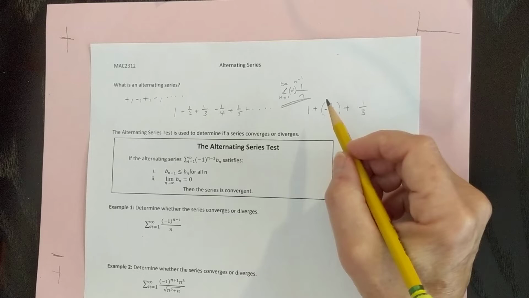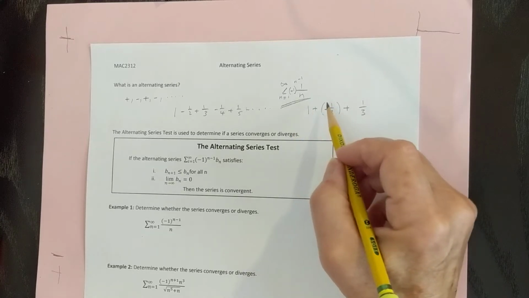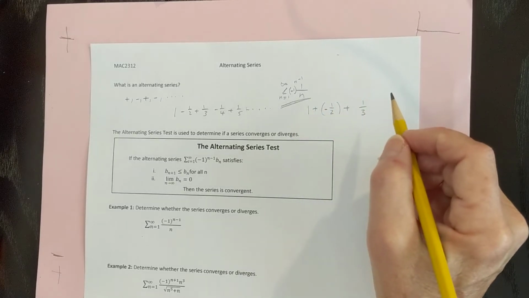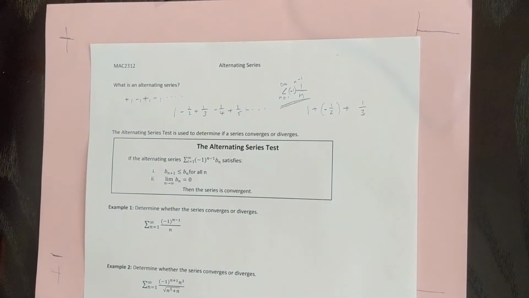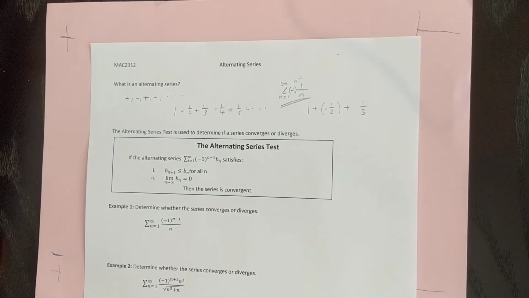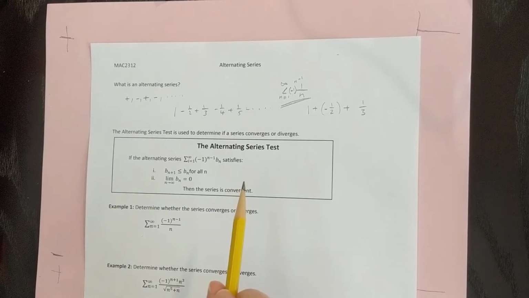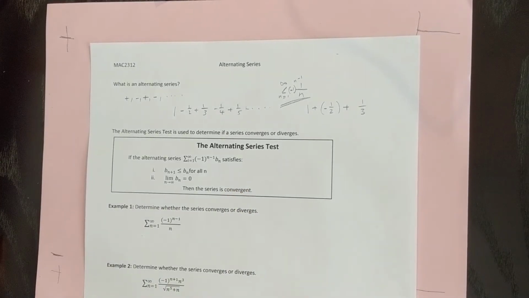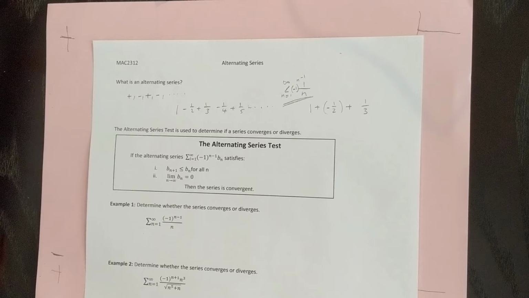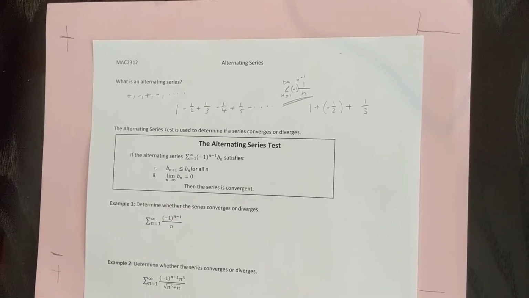So we might wonder, even though it's known that the regular harmonic series, 1 over n, diverges, what about the alternating harmonic series? We're going to have a look at that in a minute. There is a test we can use for alternating series called the alternating series test.